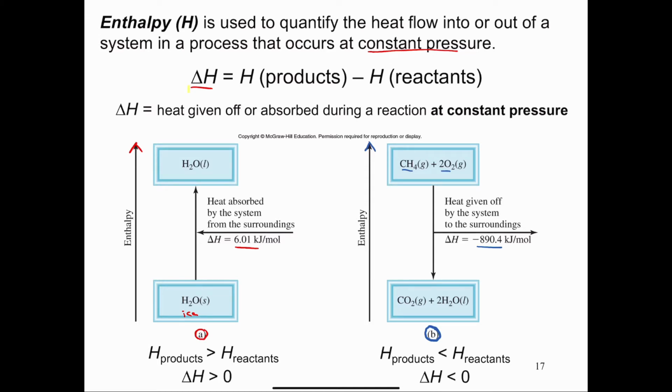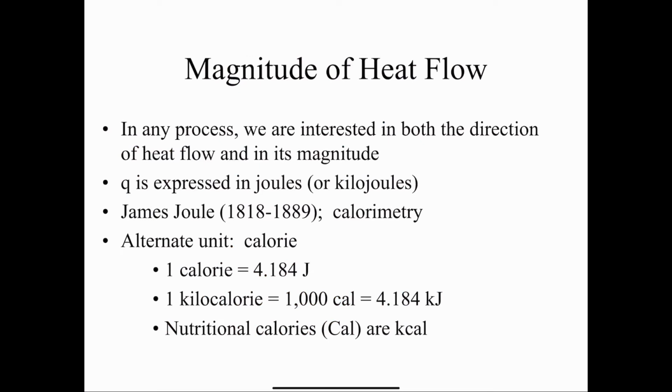To summarize, the change in enthalpy, delta H, can be calculated using this formula. When my delta H is greater than 0, we call this an endothermic process. And when my delta H is less than 0, we call this an exothermic process.